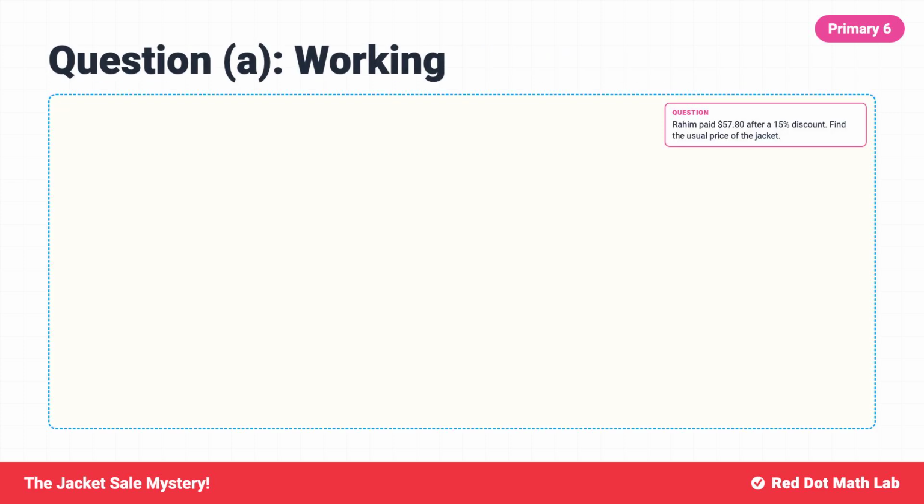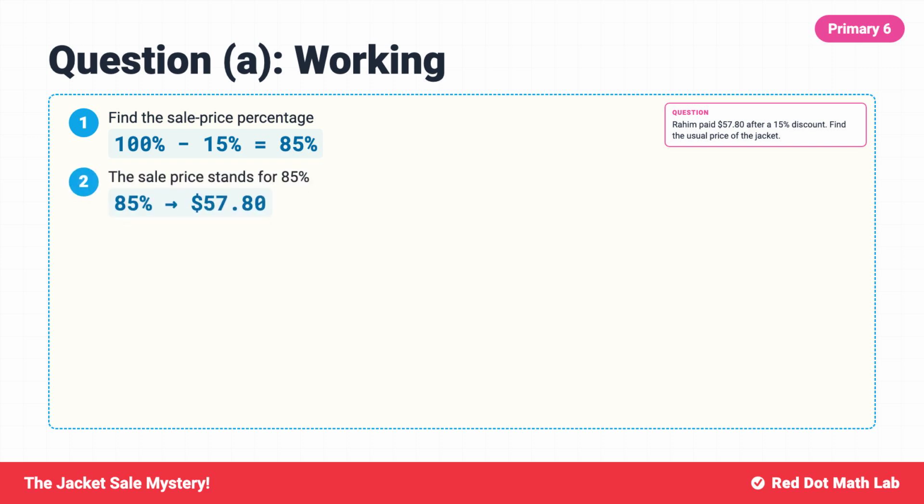All right, let's work it out step by step. First, the sale price is 85% of the usual price, because 100% minus 15% equals 85%. So 85% stands for $57.80. To find 1%, we divide. $57.80 divided by 85 equals 68 cents. So 1% stands for 68 cents.